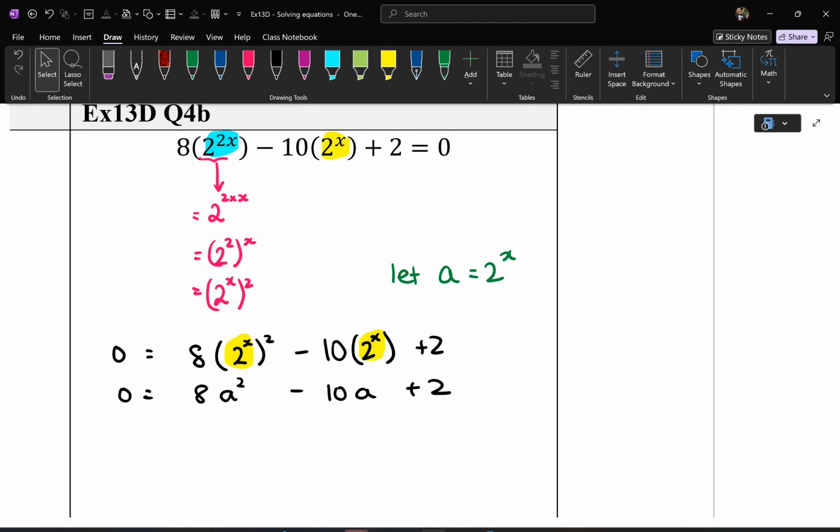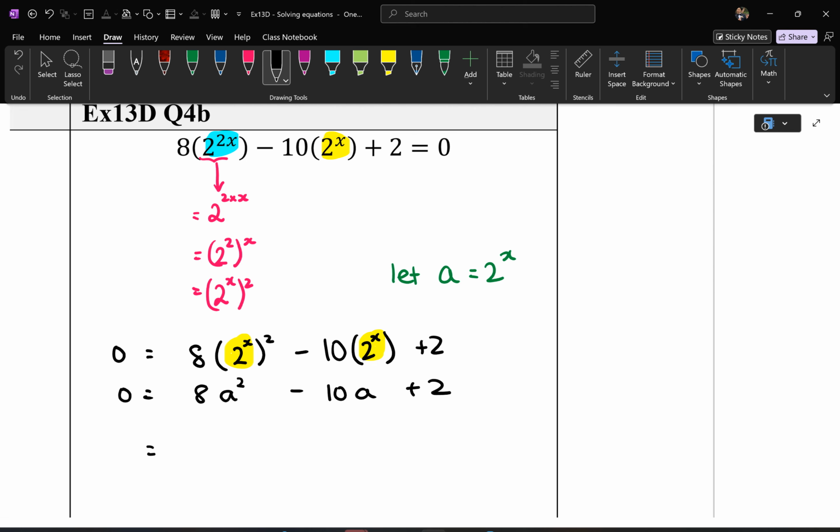So you see that little square? That 2 times x doesn't have to be 2 times x, it could be the other way around. It could be 2 to the power of x squared. 2 to the power of x squared is still the same as 2 times x or x times 2. Okay, so once you've done that, it's about quadratics, factorizing.